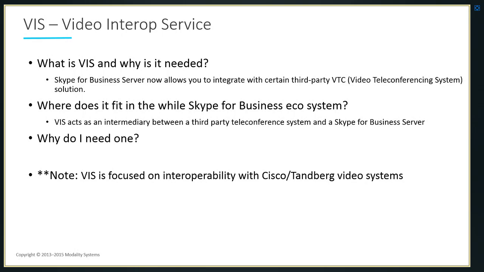It's probably worth mentioning at this point, though, there are limitations of this still today, and that is it is only certified for certain Cisco teleconferencing solutions at this moment, so it's probably worth reading up on the Microsoft website for video interop to see if your solution is one which is certified to work.